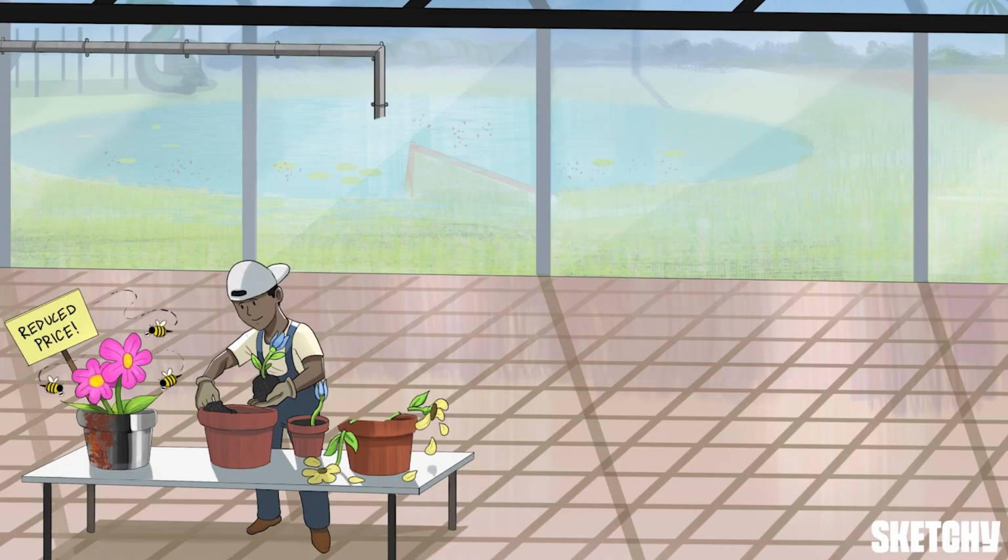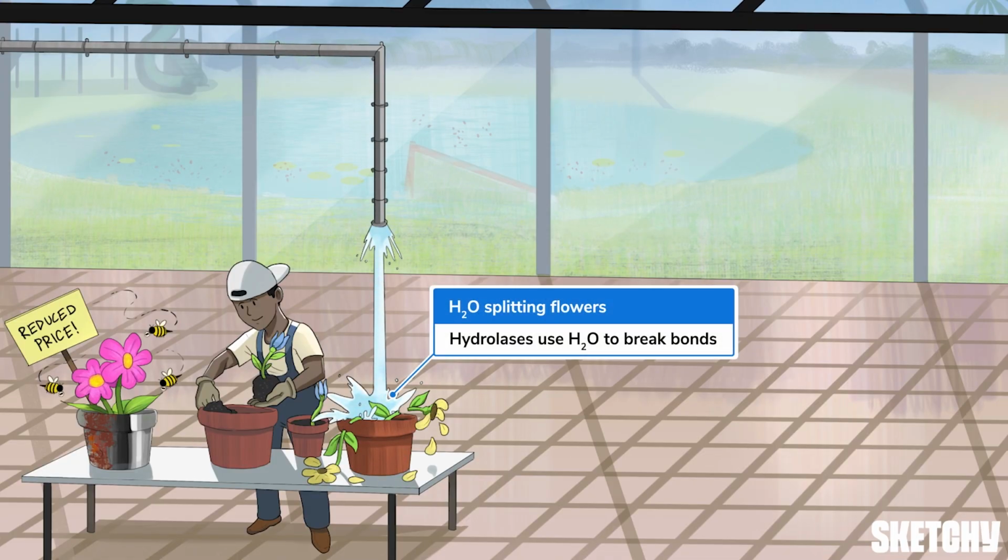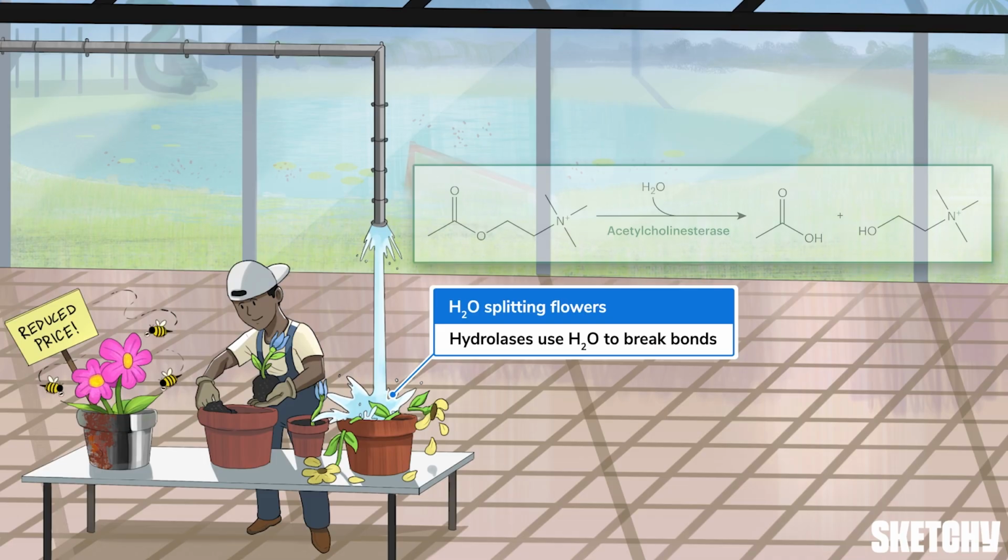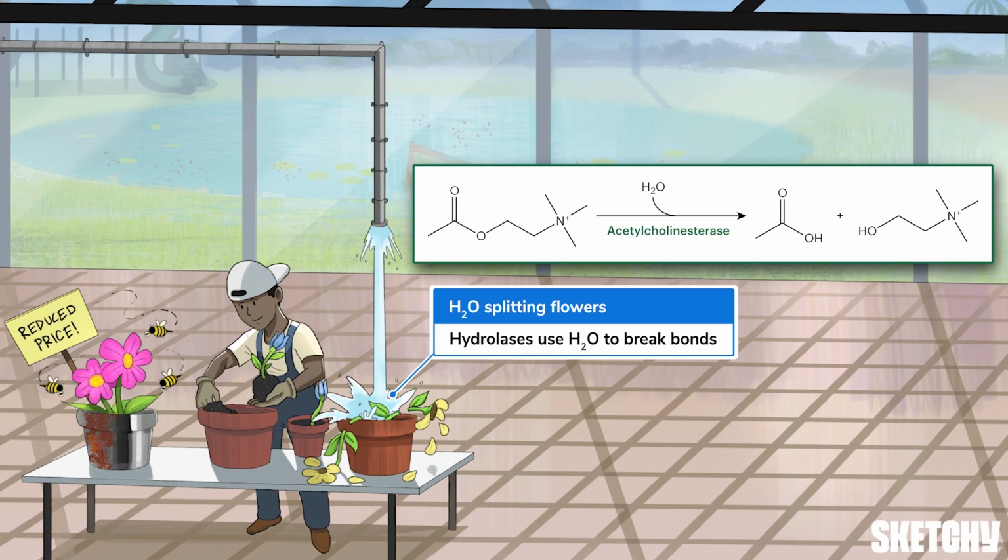Looks like the intern put the sprinkler on full blast and is splitting apart those flowers. Not best practice, but it is a convenient reminder that hydrolases are a class of enzymes that use water to break bonds in a molecule. For example, acetylcholinesterase uses water to break acetylcholine into acetic acid and choline.